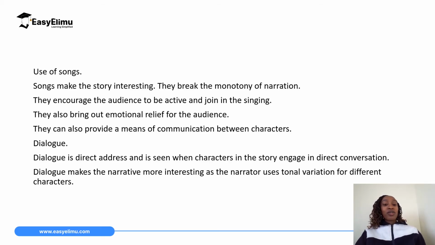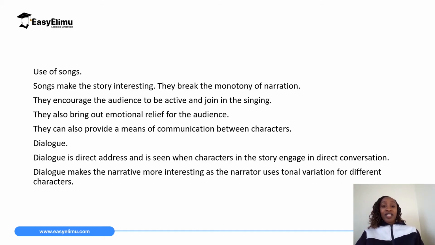It also brings out some emotional relief. Maybe the story you're narrating is a bit tense. A song will bring some form of relief. And songs can also be a form of communication between characters, between your characters.